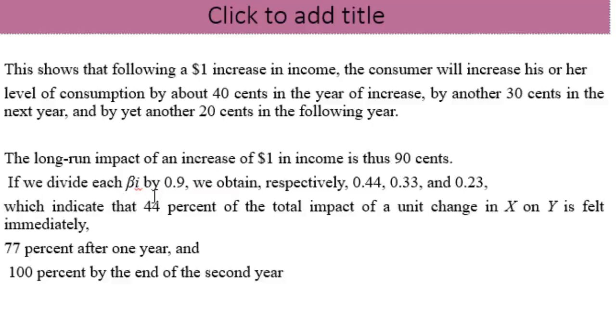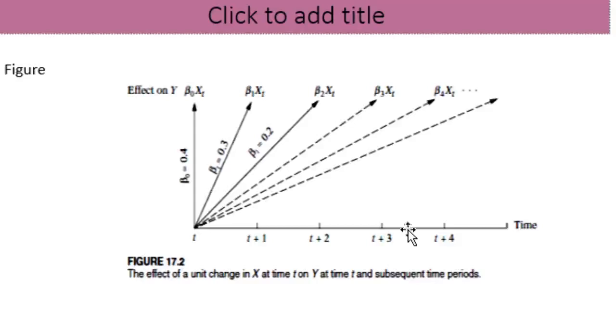If we divide beta i by 0.9, we obtain 44%, 33%, and 23%, which indicate that 44% of the total impact of a unit change in X on Y is felt immediately, 77% in the next period, and 100% by the third year. This can be shown in the following figure. Here, this is the current period, this is T minus 1, T minus 2, etc. The effect of a unit change in X at time T on Y at time T and subsequent years.